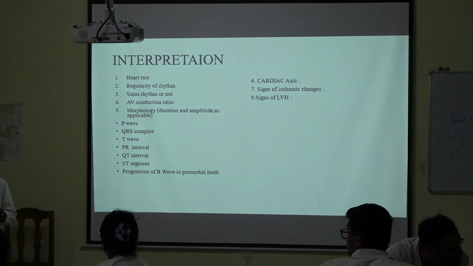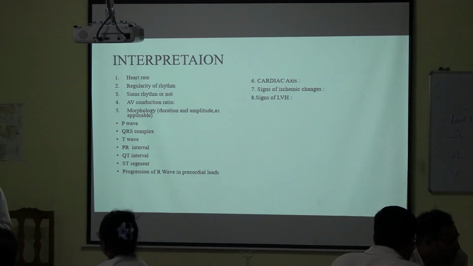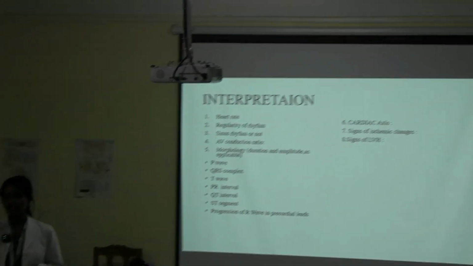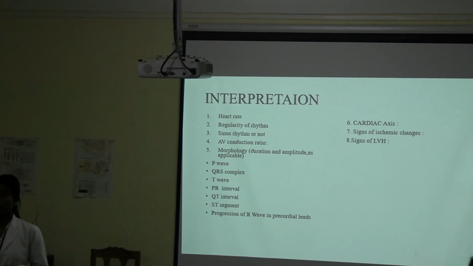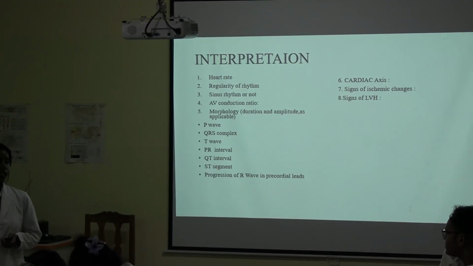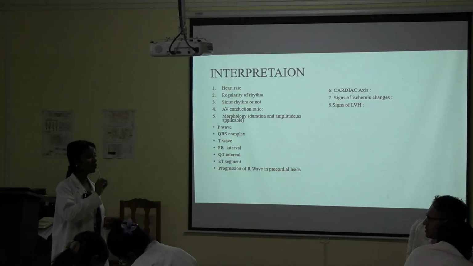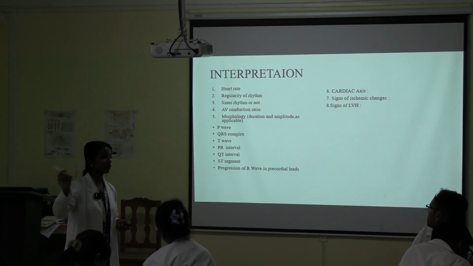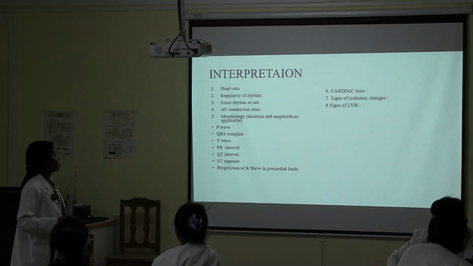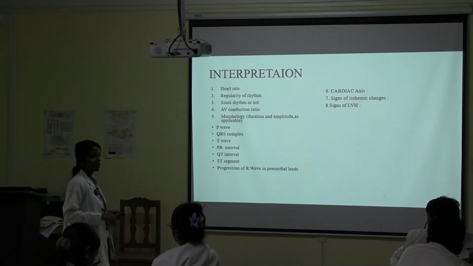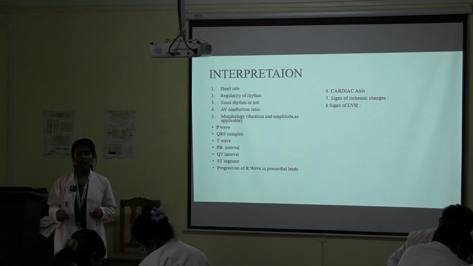So for signs of ischemic changes, you have to see all the leads. Scan the leads. Is there any ST elevation? Okay. If there is any ST elevation, then you have to comment on that. If not, then say there are no ischemic changes found in any of the leads. Okay. Then signs of LVH, left ventricular hypertrophy.